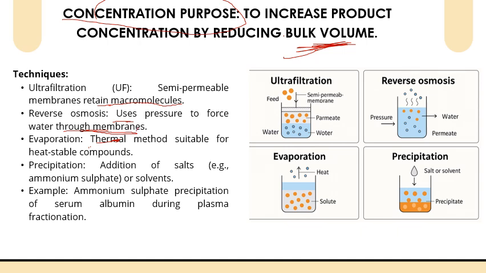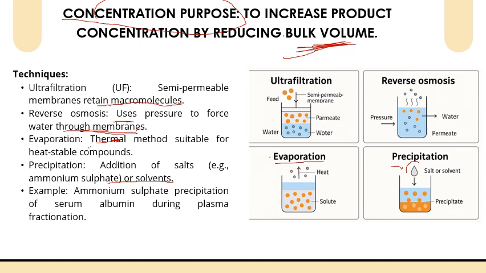Precipitation is adding salt. This is one of the methods that are suitable for DNA precipitation or protein as well. So we can add ammonium sulfate, for example, precipitation of the serum albumin during plasma fractionation. As you can see here, these are the figures or the explanation of the ultrafiltration, evaporation, applying the heat, and precipitation, where you can add a high concentration of salt in order for you to precipitate.